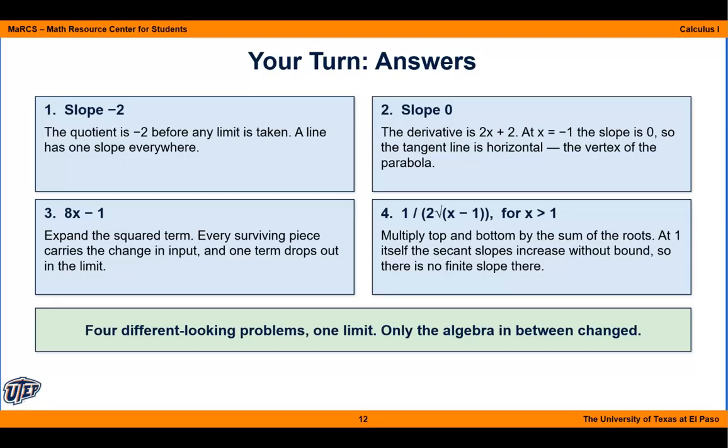For problem 3, the derivative is 8x minus 1. For problem 4, the derivative is 1 over 2 times the square root of x minus 1 for x greater than 1. At x equals 1, the secant slopes from the right increase without bound, so there is no finite derivative there. Although these functions look different, every answer came from the same limit definition. Only the algebra used to simplify the difference quotient changed.